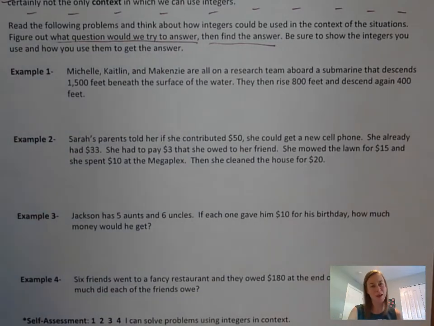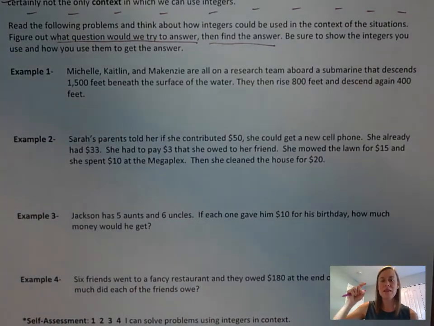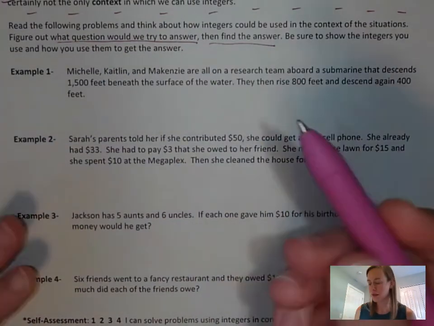Let's read example 1. Okay, in example 1, Michelle, Caitlin, and Mackenzie are all on a research team aboard a submarine that descends 1,500 feet beneath the surface of the water. They then rise 800 feet and descend again 400 feet. So first the boat goes down, and then the submarine goes up, and then the submarine goes down again. So let's make a little drawing.